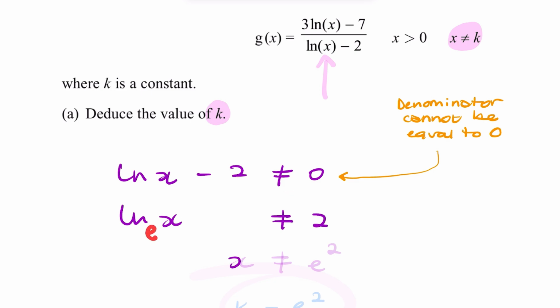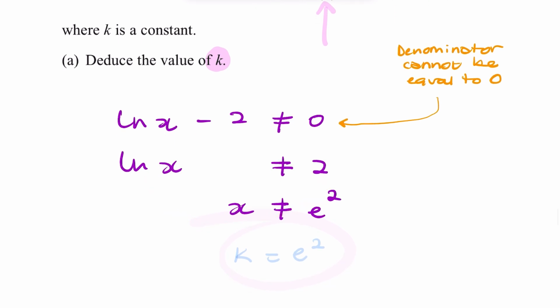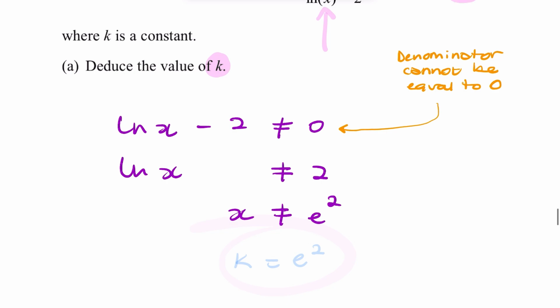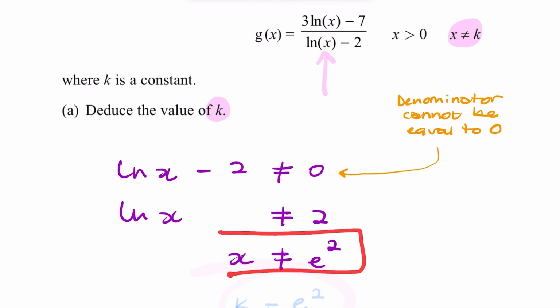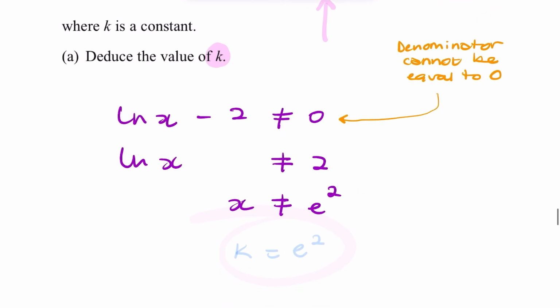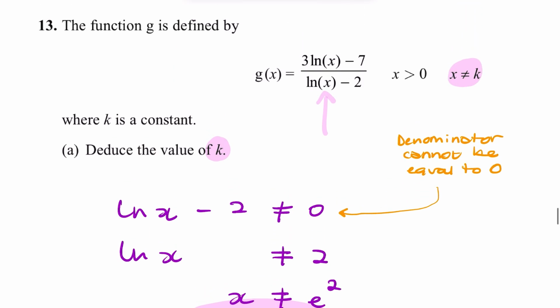So x cannot be equal to e to the power 2. That's how you invert the log. So e to the power 2, e squared. So it means that k is e squared. So we've deduced that k is equal to e squared. That's the value of x that isn't allowed.